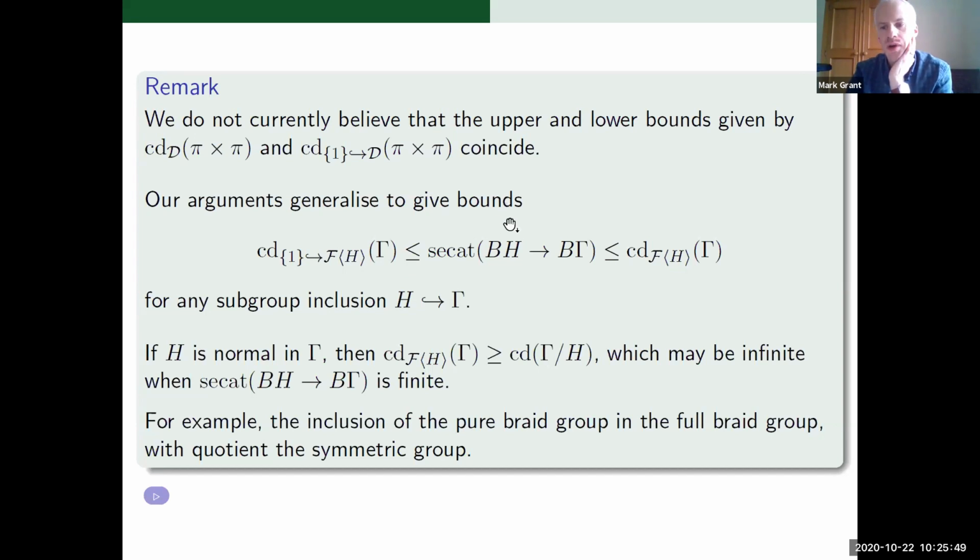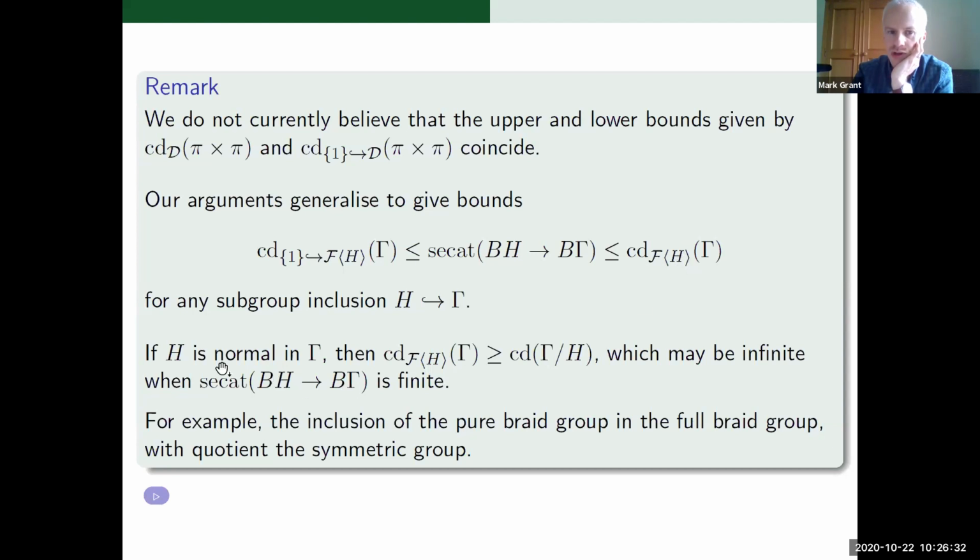Now, TC of pi can be identified with the sectional category of the covering associated to the diagonal subgroup. Everything we did generalizes to the sectional category of a covering of an arbitrary subgroup inclusion. In particular, we have that the sectional category of this covering of BH, B pi, where B means the classifying spaces, is bounded below by such a thing and above by such a thing. But you can easily cook up examples where this guy in the middle is finite, but this guy is infinite.